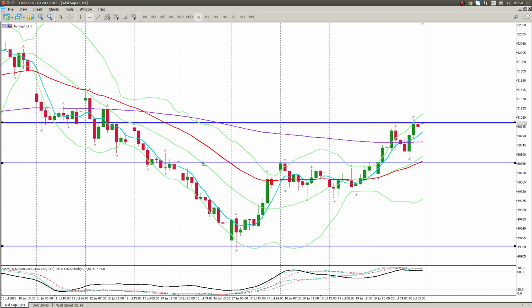So let's first have a look at the cup and handle. There is a cup and handle, which we broke. We could argue we've retested it at the moment. That cup and handle target is pretty much right up the top here at 51,740. We're a little bit off that.